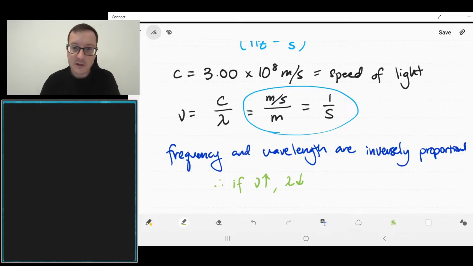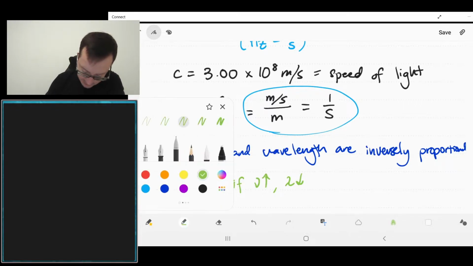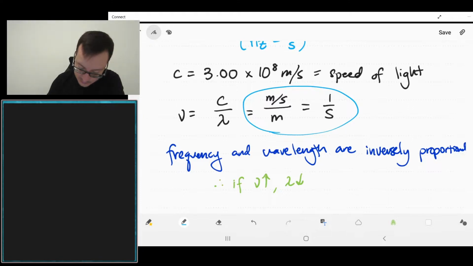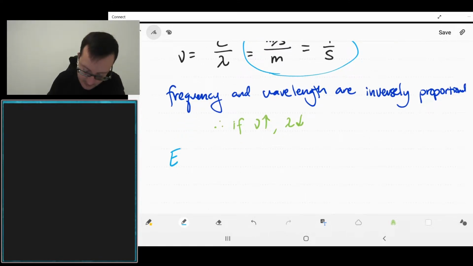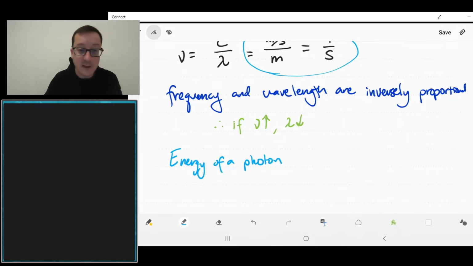While it is important to talk about the wavelength and frequency of light, they're very important properties, what's probably more interesting or more useful to us is the energy. Energy of a photon. A photon is a unit of light, kind of like one wave, one unit of light. It's simply a constant times the frequency.